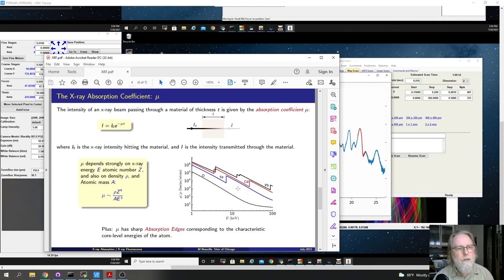It doesn't have a very large cross-section, but it might be absorbed by some. And when it does, it'll create an electron and a hole, or an electron and ion. And that energy will be turned into a current for the ion chamber.